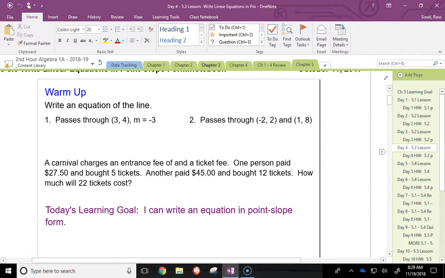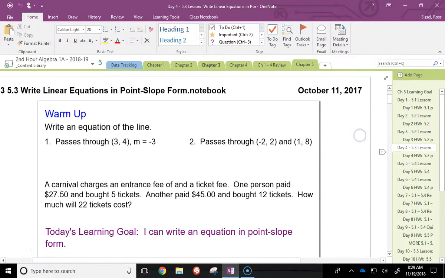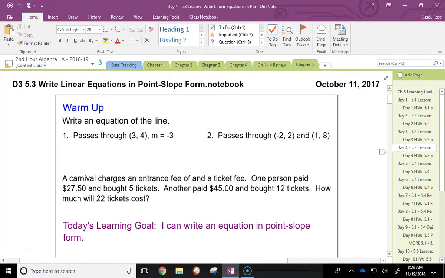Okay, today's lesson we are working on lesson 5.3, writing linear equations in point slope form. Notice that they changed that wording. We have been working with slope intercept form.